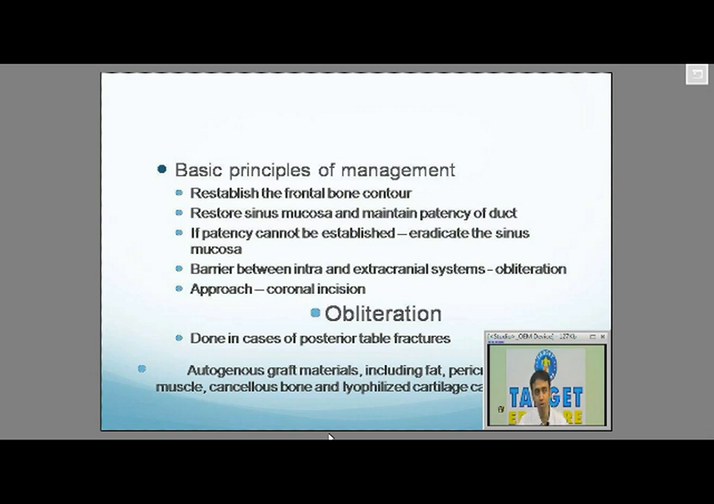Option C is done in posterior table fracture. Frontal sinus obliteration is done in cases of posterior table fracture. Option D is done in comminuted fractures. Obliteration of frontal sinus is obviously done in cases of comminuted fractures. So all are correct: it is done with fat or bone, in cases of posterior table fractures, and in cases of comminuted fracture, except option B, that is done in cases of anterior table fracture. Obliteration is not done in cases of anterior table fracture.